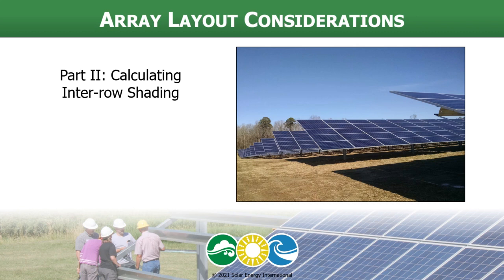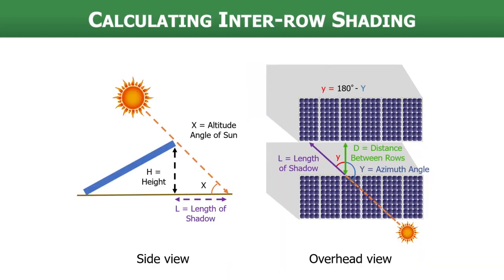Regardless of how the modules are installed, we want to avoid in-a-row shading, but if they are in portrait, the effects of shading can be much more severe and detrimental to production. Okay, with that, let's get into calculating inter-row shading.